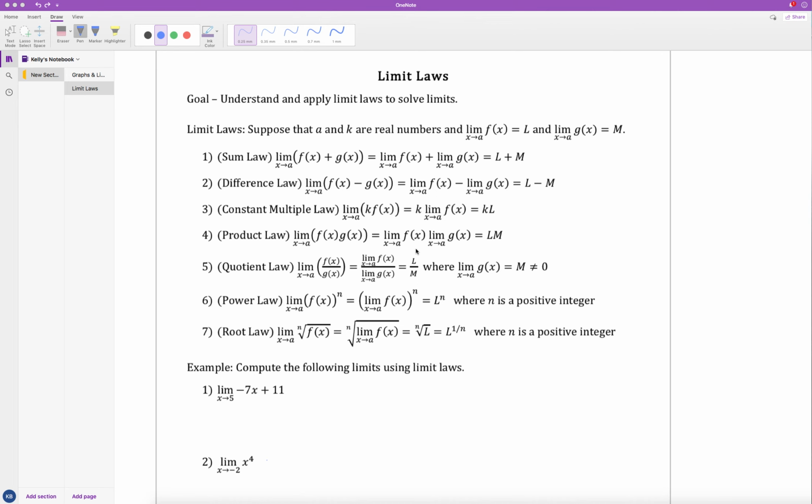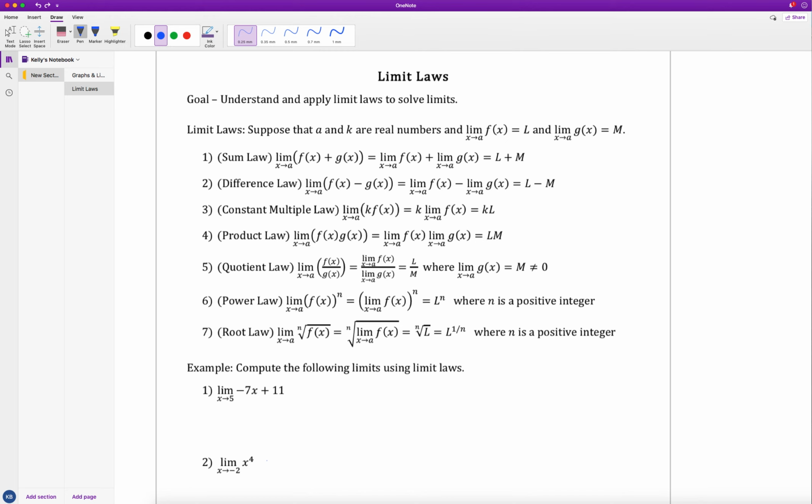Learn how to apply the limit laws to solve different limit problems. There are 7 different limit laws. To use all of these, we're going to first suppose that a and k are real numbers. So some values may be irrational coefficients, but a and k are 2 real numbers.